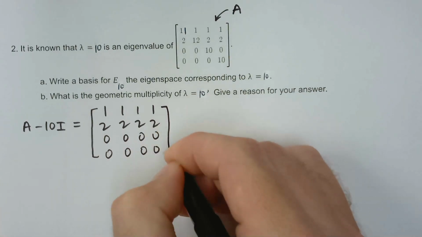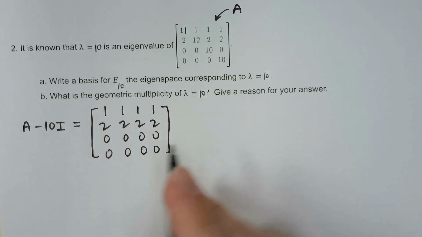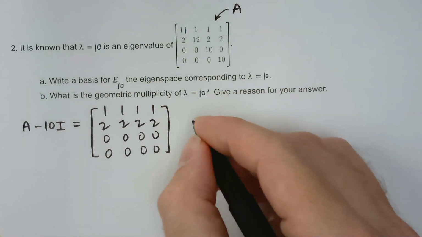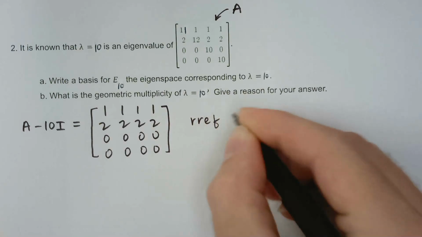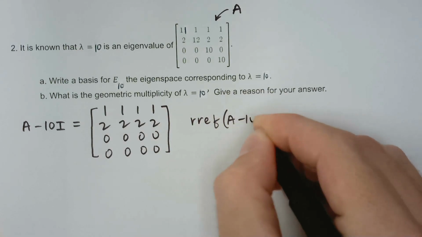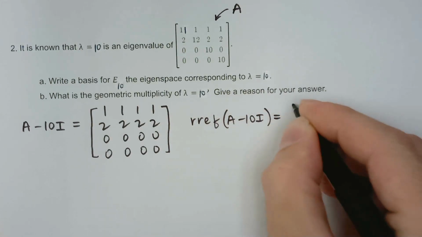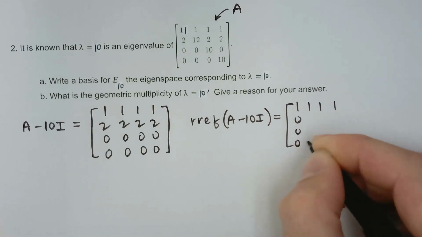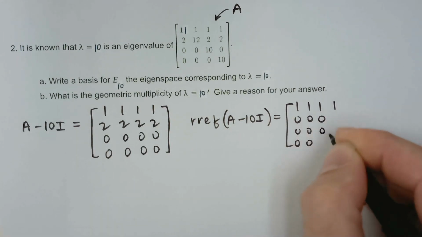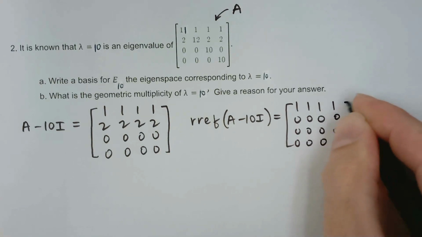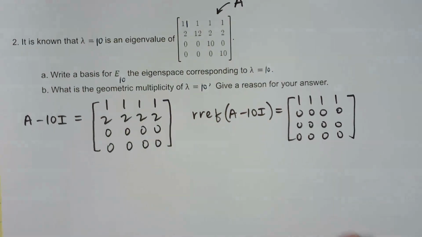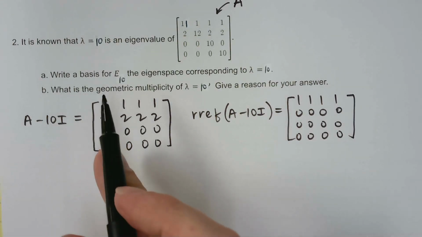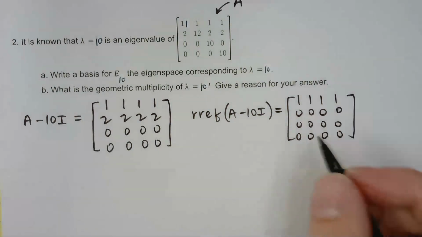If I row reduce this, I'm just going to get that first row, because I'd subtract 2 of those away. I've already got these all 0 rows. So the reduced row echelon form of A minus 10I has the 1's, and then all the rest zeros. And the null space of A minus 10I, that's E10, the eigenspace corresponding to lambda equals 10.